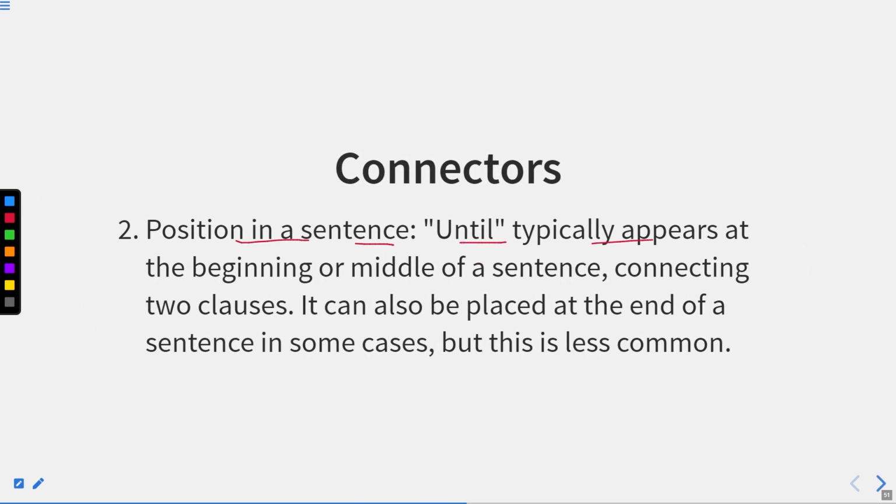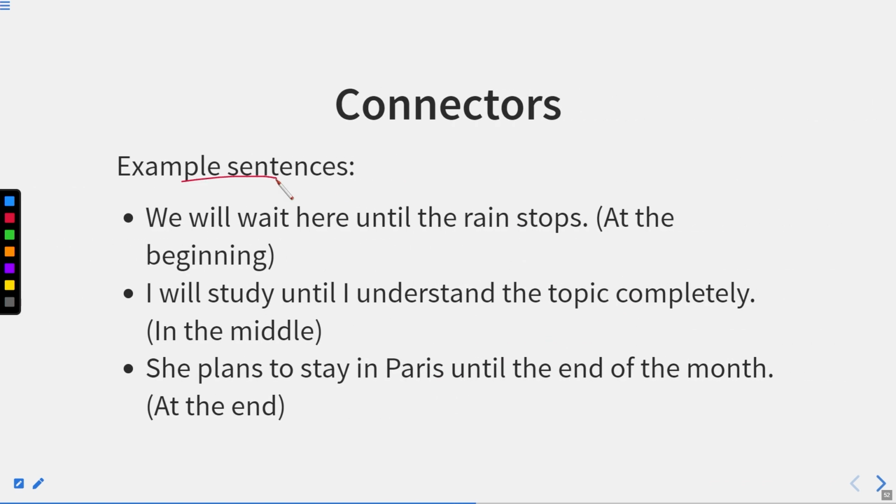Position in a sentence: until typically appears at the beginning or middle of the sentence, connecting two clauses. It can also be placed at the end of a sentence in some cases, but this is less common, or you can say rarely used. Example sentences: we will wait here until the rain stops. I will study until I understand the topic completely.